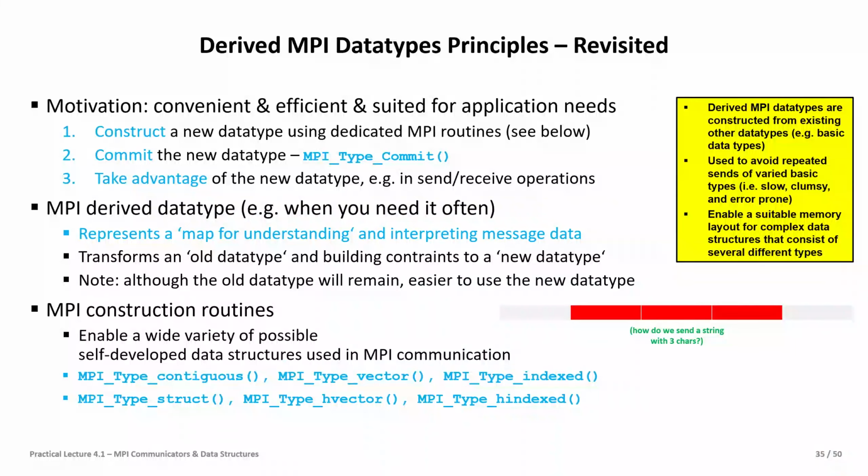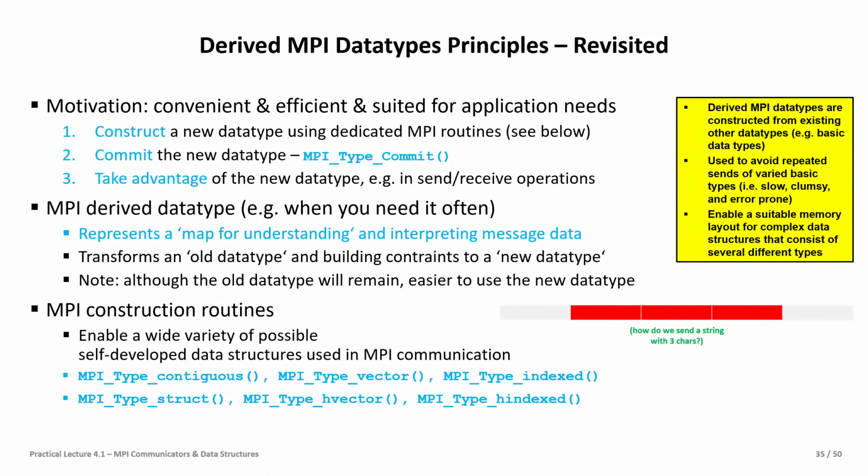So if you have just one message exchange, maybe with a couple of integers at the beginning of an application, then of course you have to balance the need of creating a derived data type for it. But usually it makes sense to create them. And there are a couple of construction routines for how you create a new derived data type. A couple of them I will demonstrate here. You see here contiguous, vector, and indexed, for instance, but there are more of them in the MPI specification.